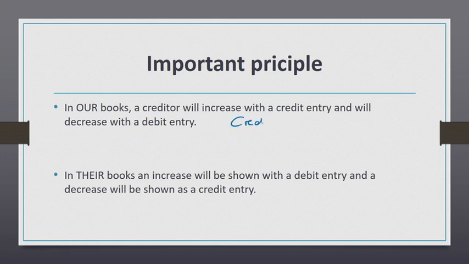So if we refer to the creditor's control account, creditor's control account will be credited if it's an increase, will be debited if it's a decrease. If we look at the creditor's reconciliation statement, then it is just the opposite. A debit entry will increase the amount and a credit entry will decrease the amount.